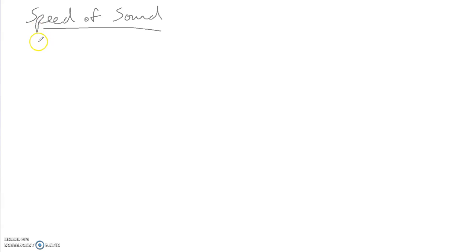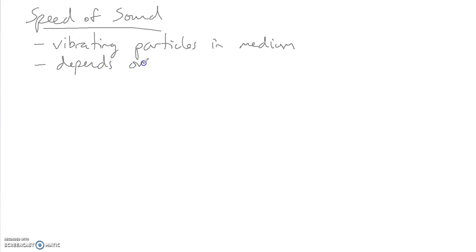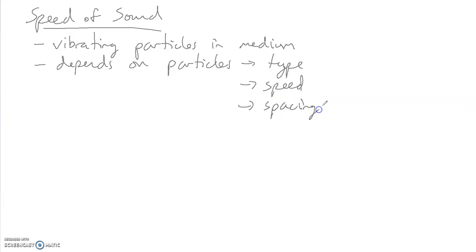Now, of course, if you remember, sound travels because you have vibrating particles in the medium, whatever the medium has to be. So if you can change the nature of the particles, you change the vibrations, you can change the speed of sound. So it depends on the actual particles themselves. For example, the type of particles, the speed of the particles, spacing. There's a whole bunch of different things that affect how fast sound can travel based on the particles.